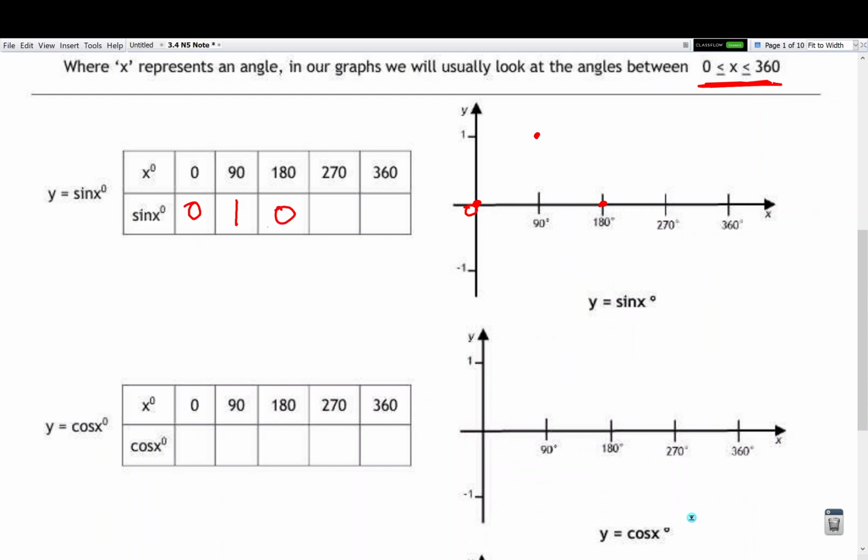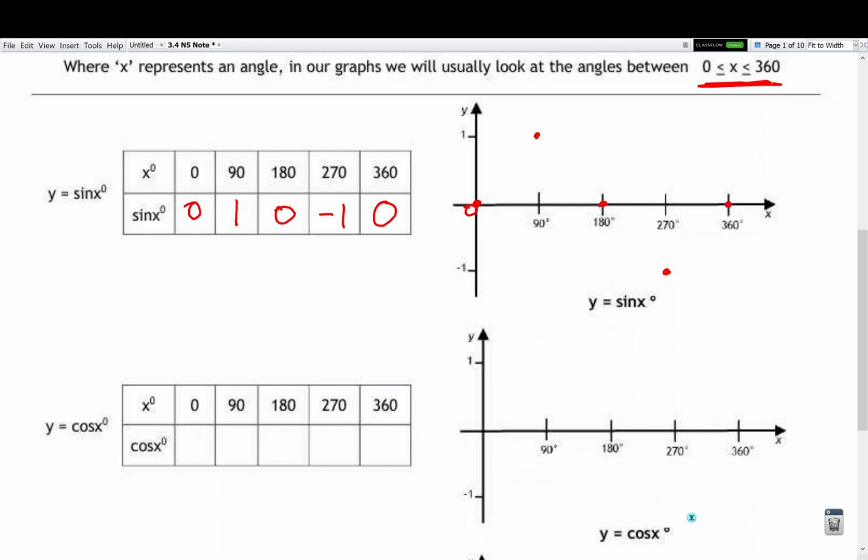Sine of 270 is minus 1. So when x is 270, the graph comes down to minus 1. And then lastly, sine of 360. And you should get an answer of 0 again. So when x is 360, all the way along at the end here, the graph comes back down to the x-axis.